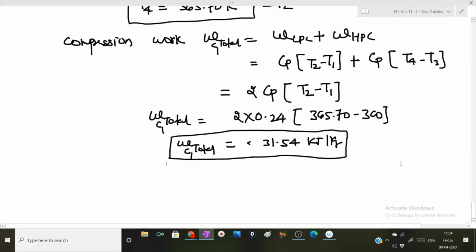Is it okay? Is this value okay? Okay. Now let us calculate once again W net for the cycle number 3.